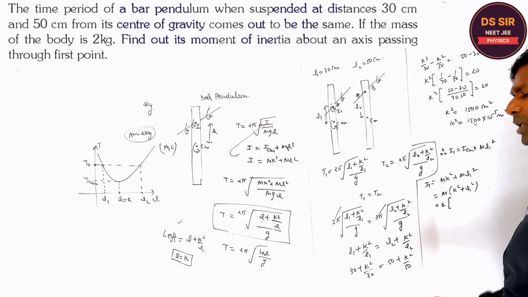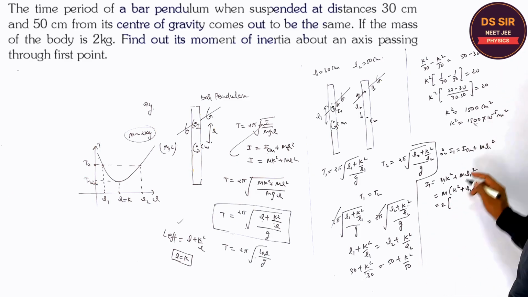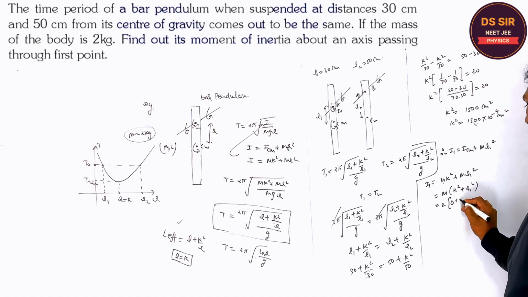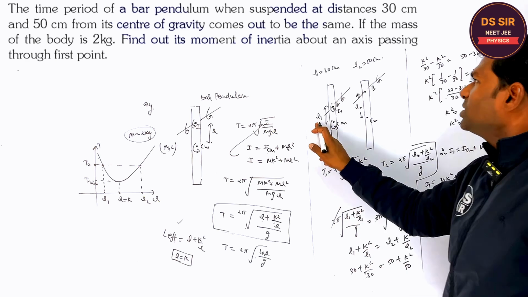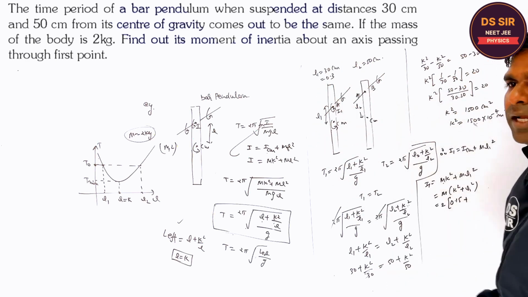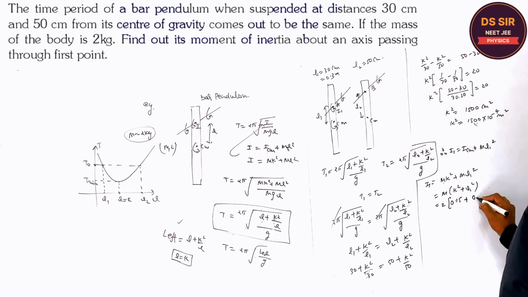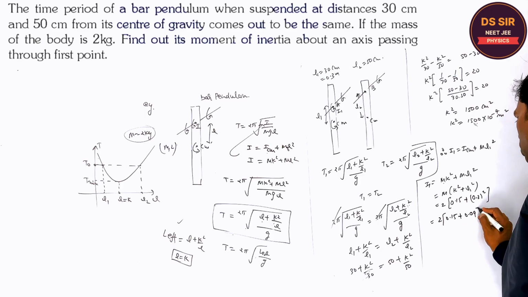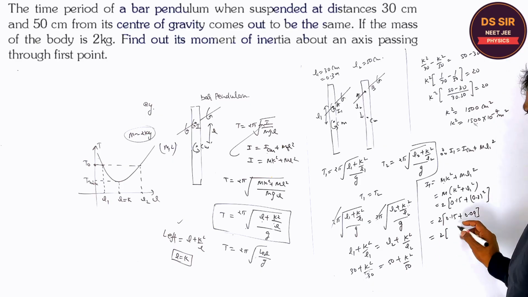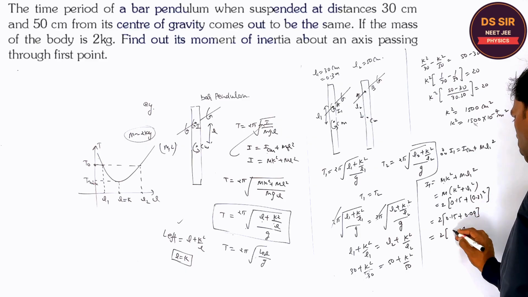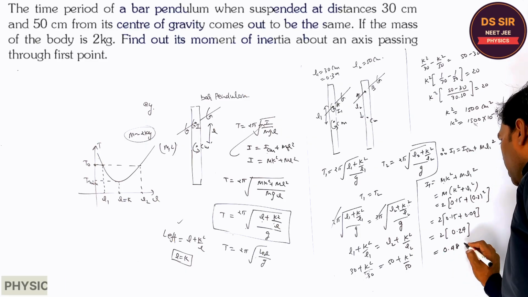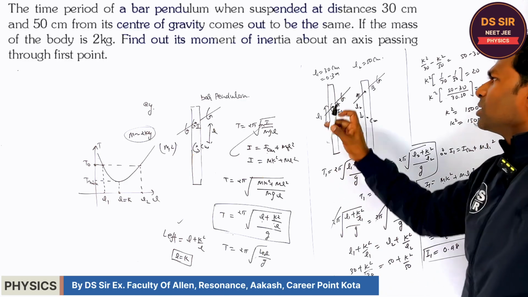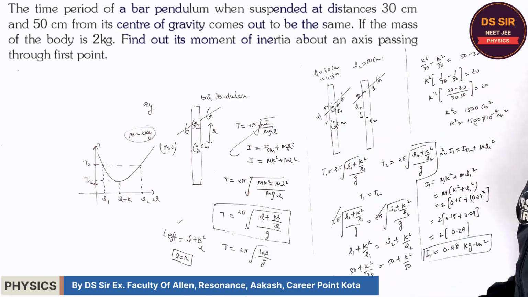What is the value of M K square plus L1 square? What is the value of M? It is 2. What is the value of K square in meter square? You will write it as 0.05 plus L1. What is the L1? 30 centimeter. It may be written as 0.3 meter. So this is 0.3 whole square. 2 into 0.24, so it is equal to 0.48 kilogram meter square, which is the moment of inertia about the axis passing through this point A, right?